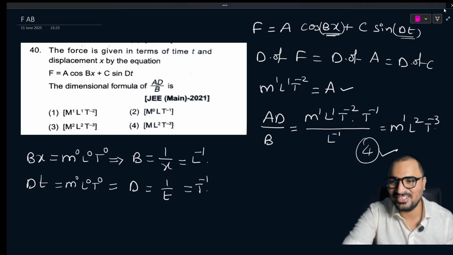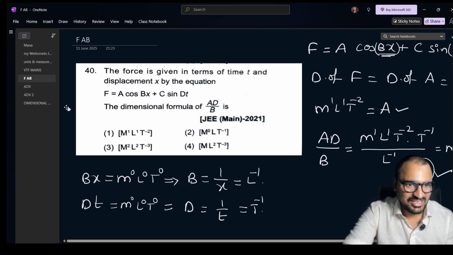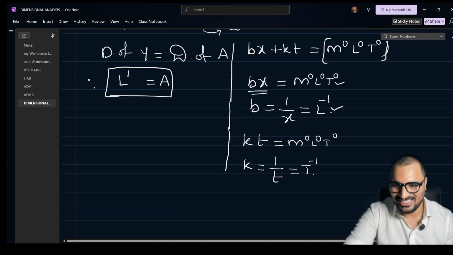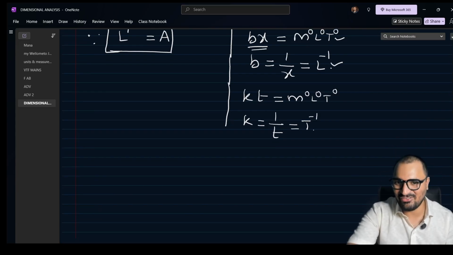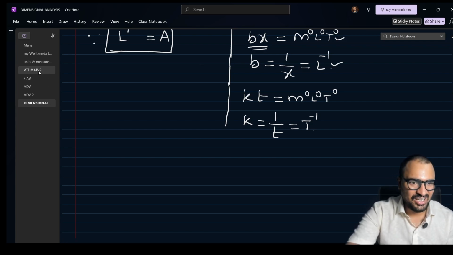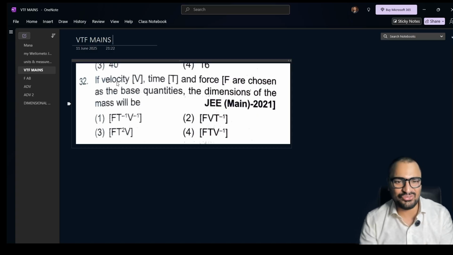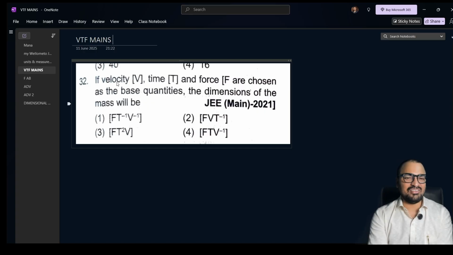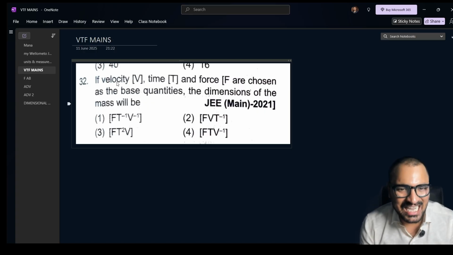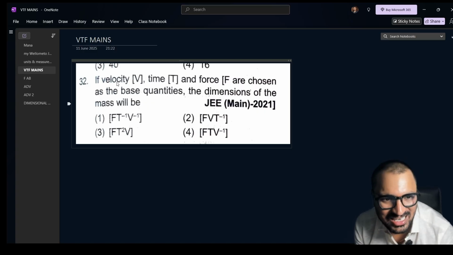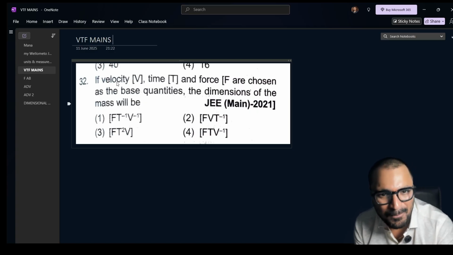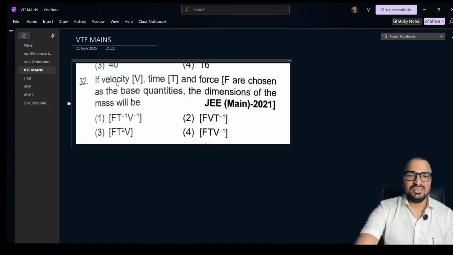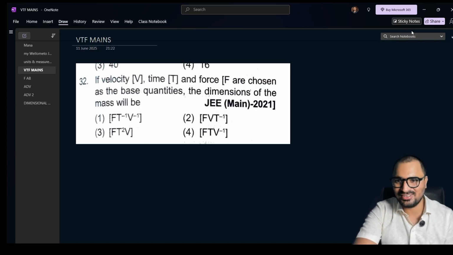Yes? Next, get back to our concept. Principle of homogeneity is completed, and we have seen a question based on that. And one more question we can see, given here on a different system. If velocity v, time t, and force f are chosen as base physical quantities, you have to calculate the dimensions of mass. This is the question given to us.